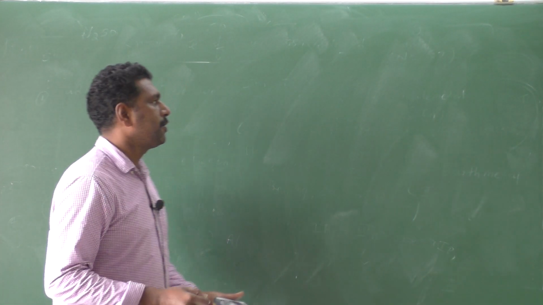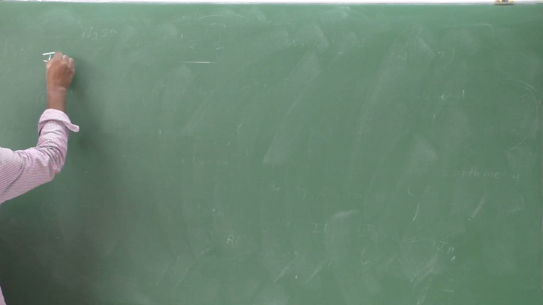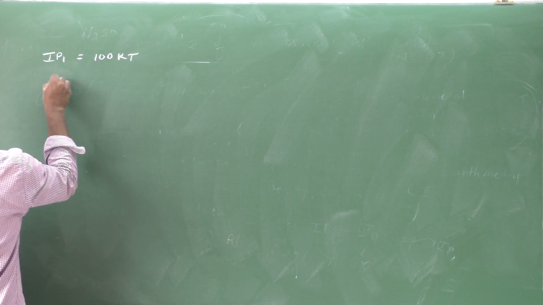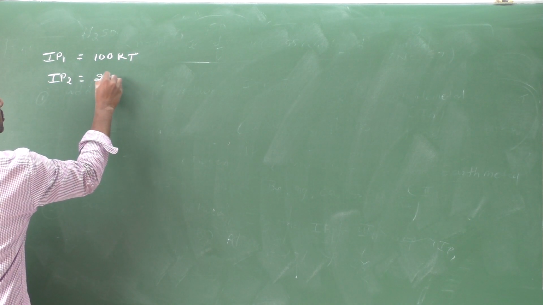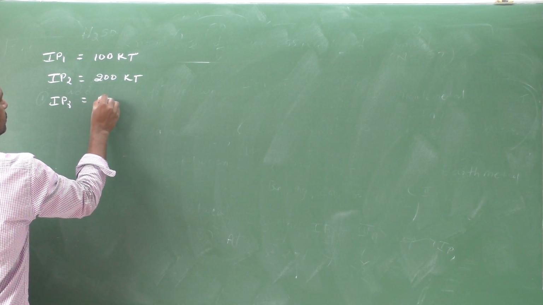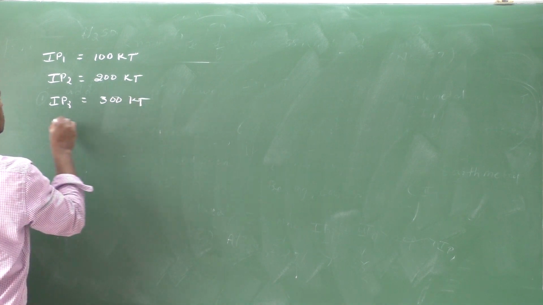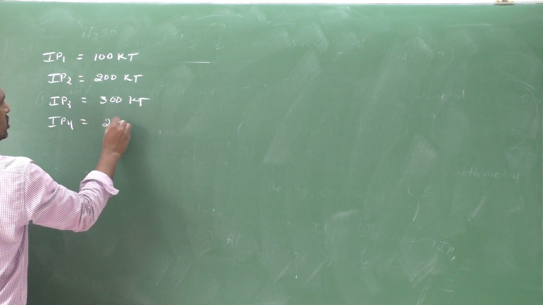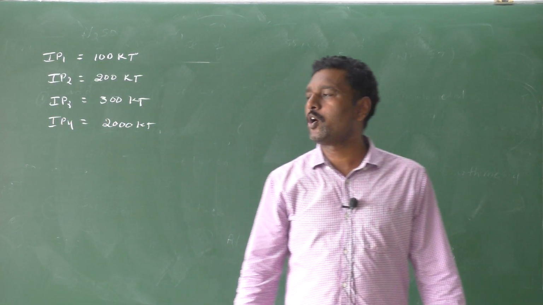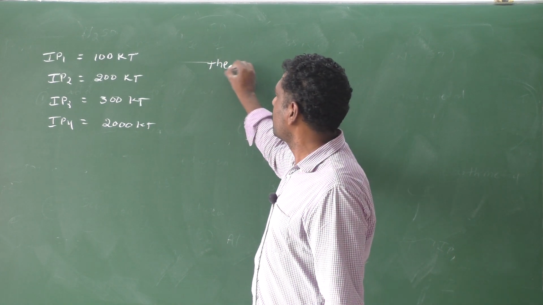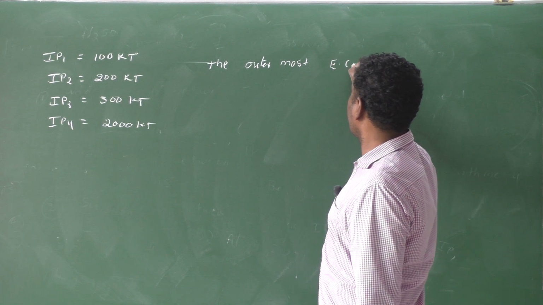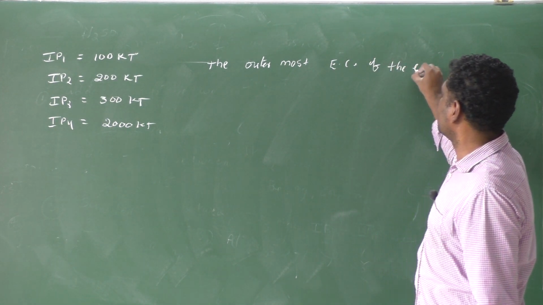So IP1 is 100 kilojoules, IP2 is 200 kilojoules, IP3 is 300 kilojoules, IP4 is 2000 kilojoules. The general outermost electronic configuration of the element.